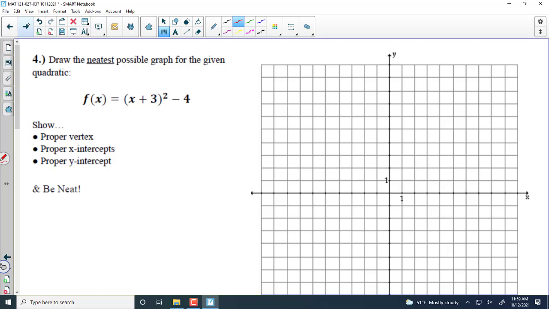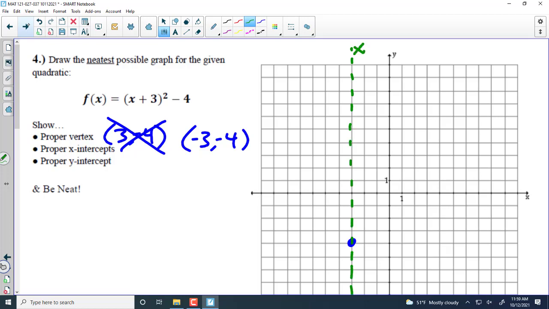Oh, I like this form. I really like this form because the vertex is really quick. I just got to remember to be careful because the vertex is not 3, negative 4. What is it? Negative 3, negative 4. I got to remember to switch that x value. Okay, negative 3, negative 4, and my vertex right there. Let's see here. The axis of symmetry. Oh yeah, we can put the axis of symmetry in there. Let's drop that in there. That will help us, because we got to make sure it's symmetric over this. So I'll label that as x equals negative 3. Good, that's a good idea.